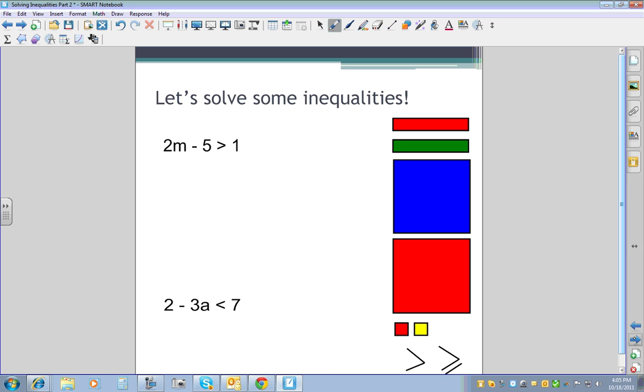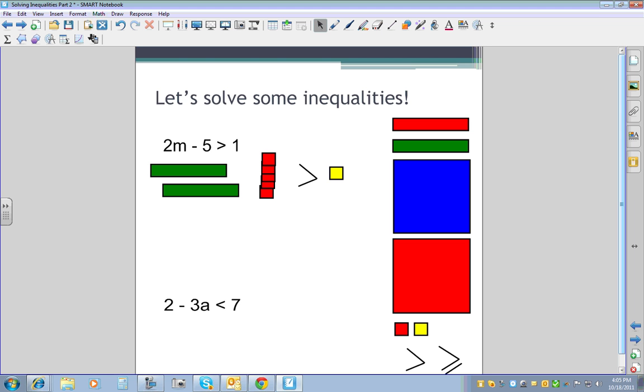Okay, we're going to start with these two inequalities, and they're a little different than the ones we've worked in class, so you get another couple of examples. The first one is 2m, 5 negatives, and that is greater than 1.